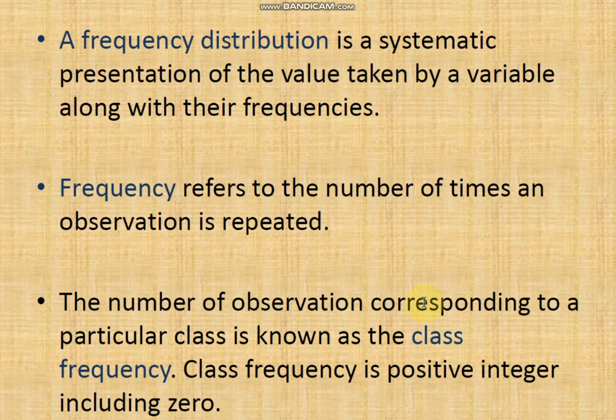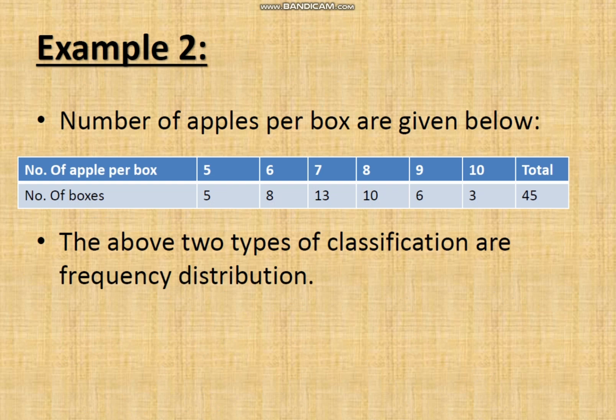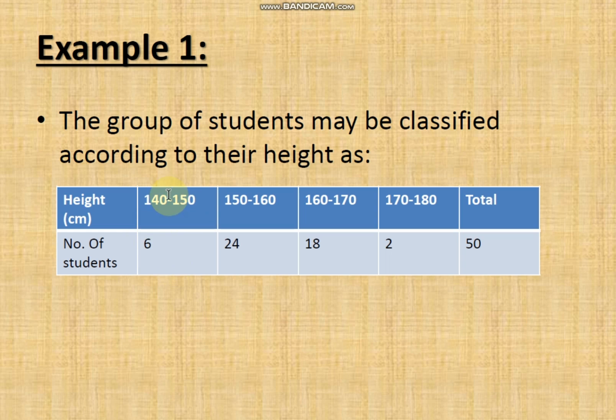The number of observations corresponding to a particular class is known as class frequency. Class frequency is a positive integer including 0. Here 5 is called a class frequency. 8 is called a class frequency. Or here 6 is a class frequency. The 6 belongs to this class. 24 belongs to this class. 18 belongs to this class. 2 belongs to this class. So each of them separately is called a class frequency.